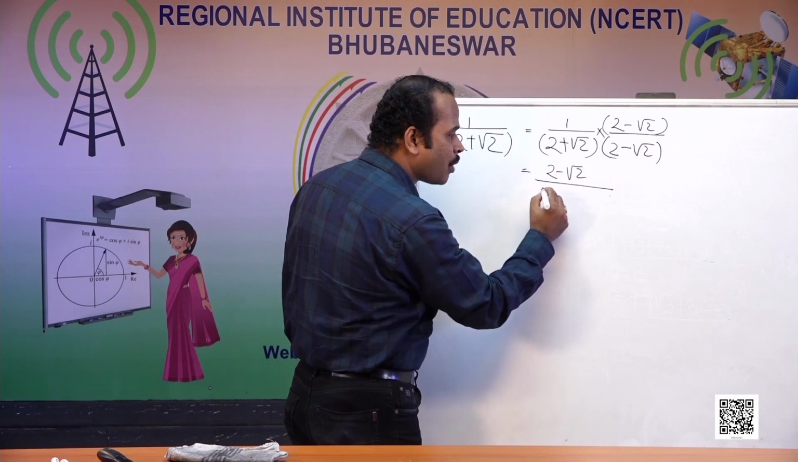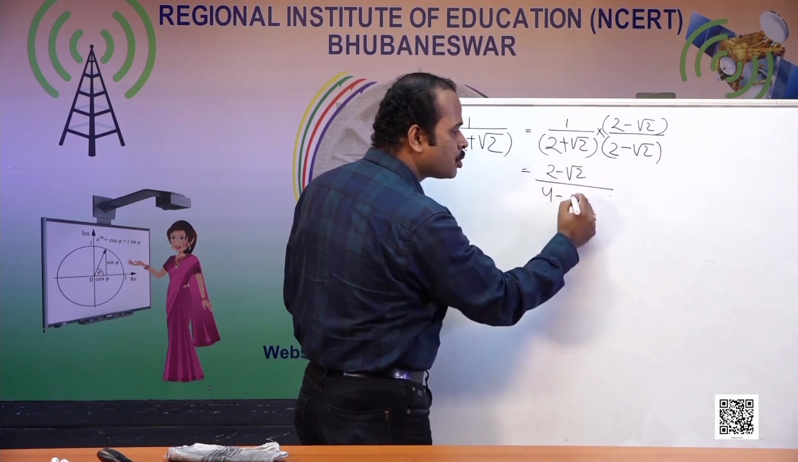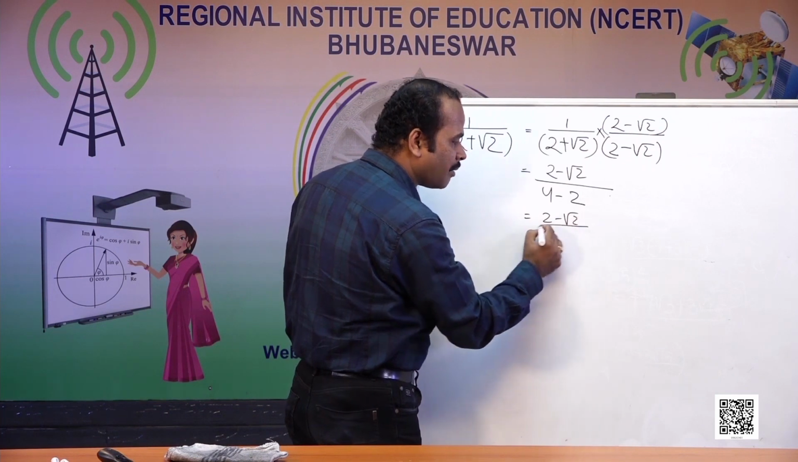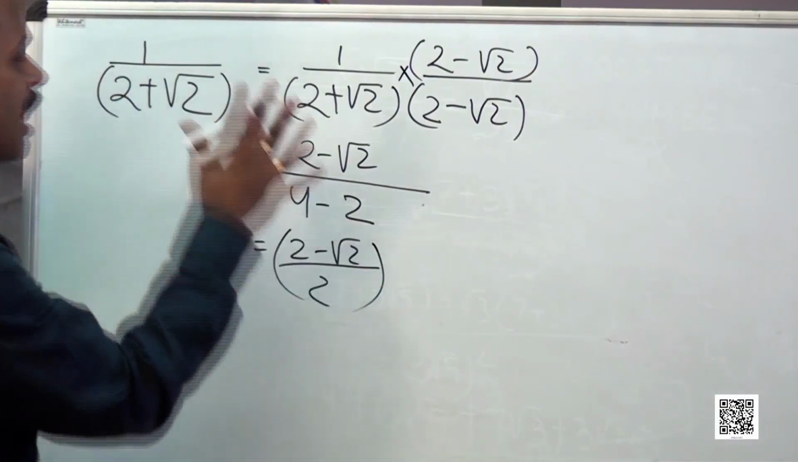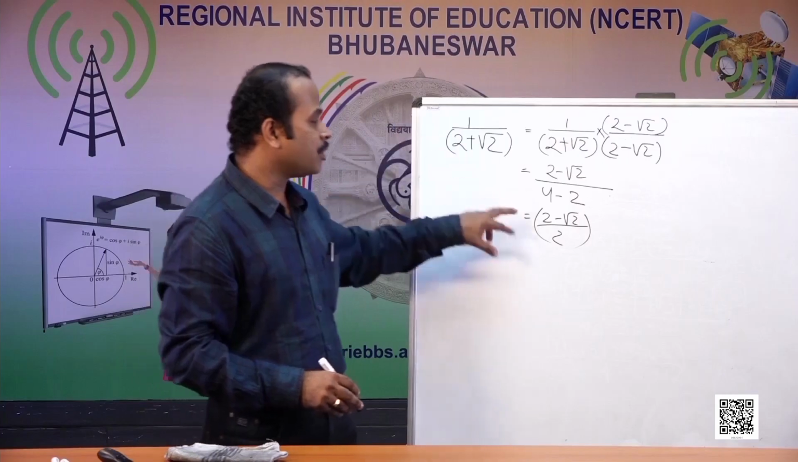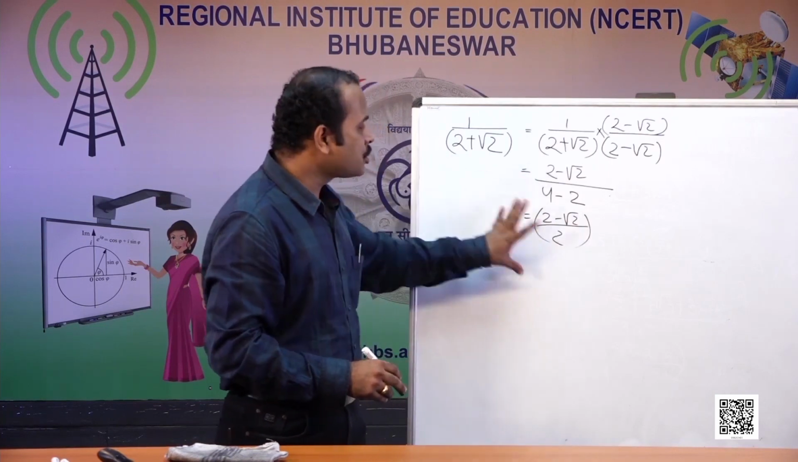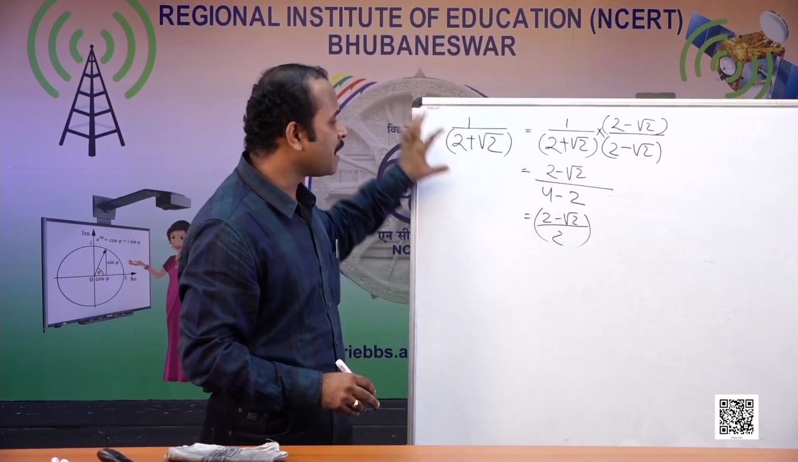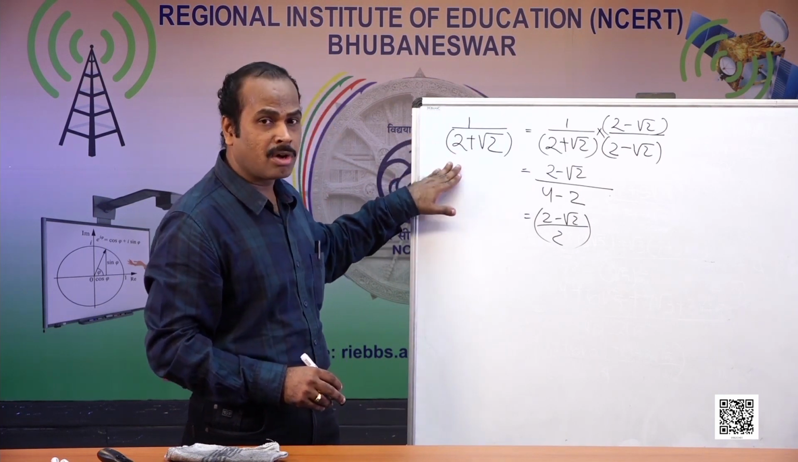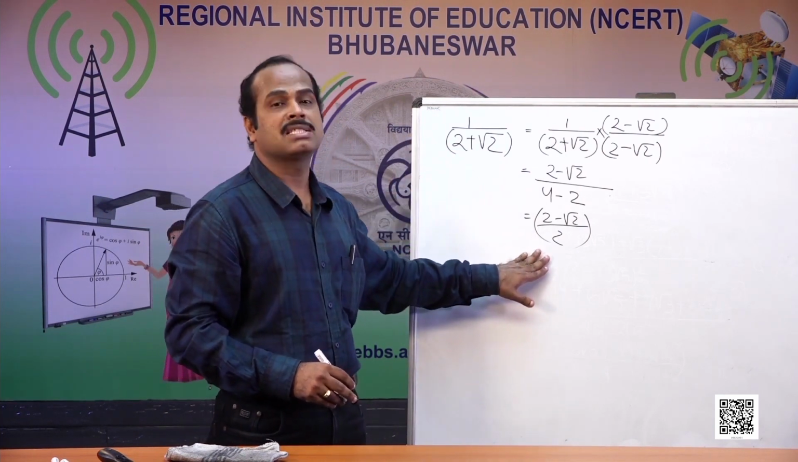we will get 2 minus root 2 divided by 2 square is 4 minus root 2 square is 2. Now 2 minus root 2 divided by 2, this is the final expression of this 1 by 2 plus root 2. So it was given 1 by 2 plus root 2, but we converted it into 2 minus root 2 by 2. Both these values are equal. But the thing is that here the denominator is an irrational term and here the denominator is a rational term.